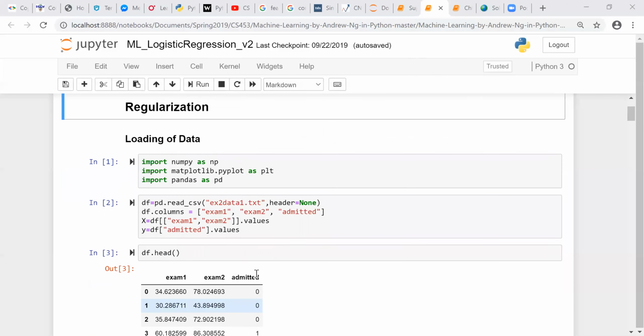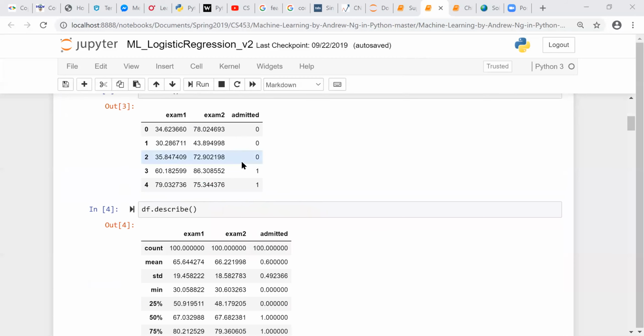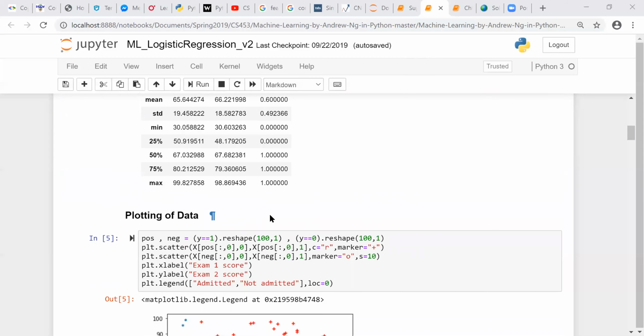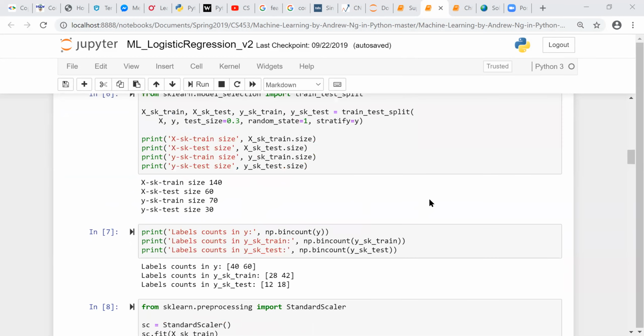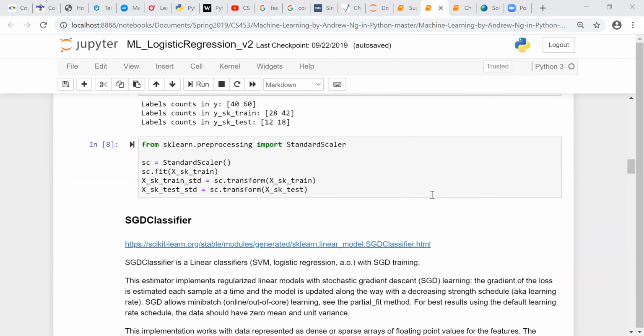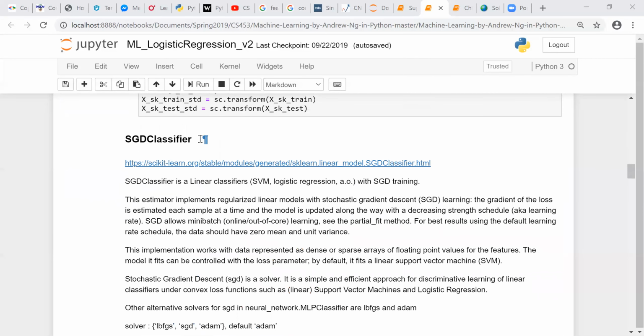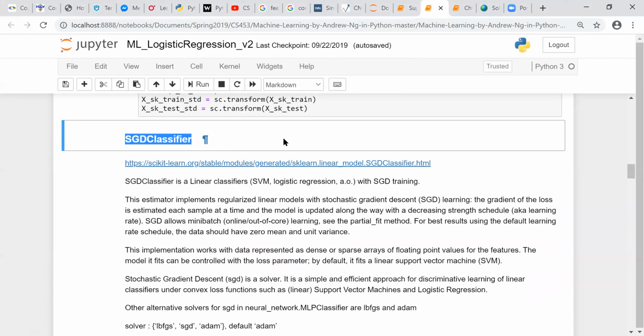In this example, it's two exams, and then admit the student or not. Here is the data. We have two features and you predict yes or no, so it's a classification. You do data standardization, and sklearn supports stochastic gradient descent classifier.